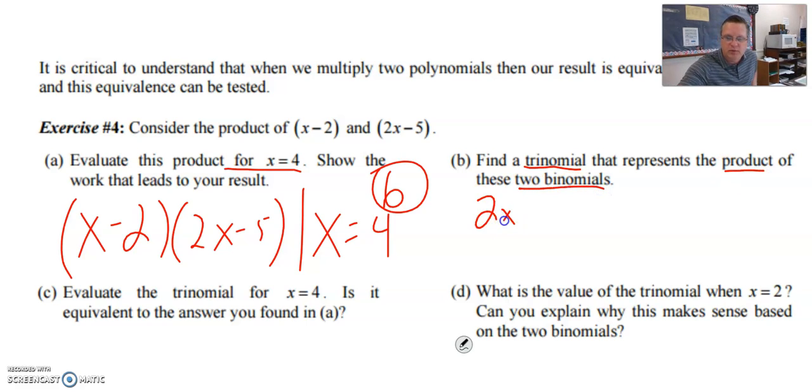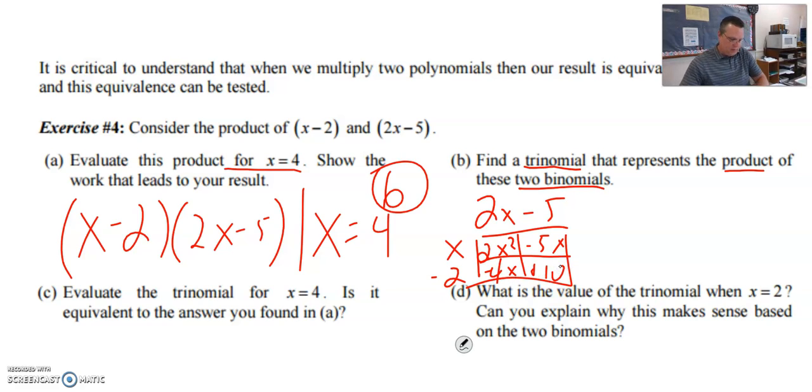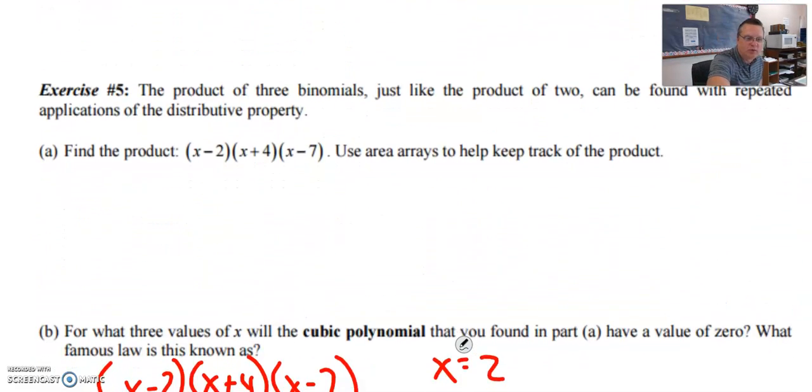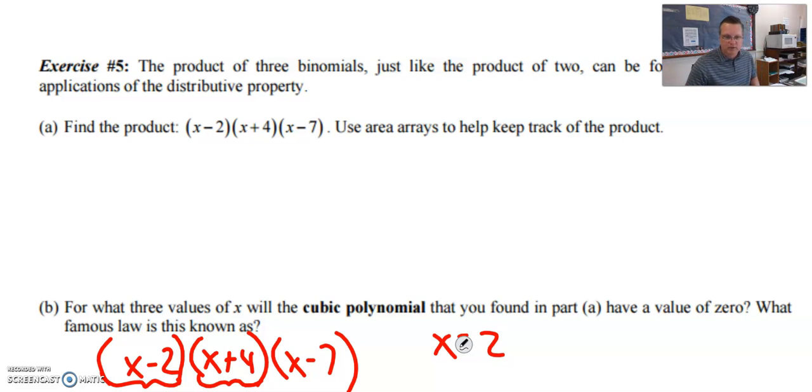So here's my 2x minus 5. They don't give me a lot of space here. And then I have an x minus 2. So I have 2x squared minus 5x minus 4x plus 10. Then I get 2x squared minus 9x plus 10. This is a trinomial that represents the product, because this is a multiplication, of these two binomials. The other stuff is just doing "such that," which we've been working on, so I'm not overly concerned about that.